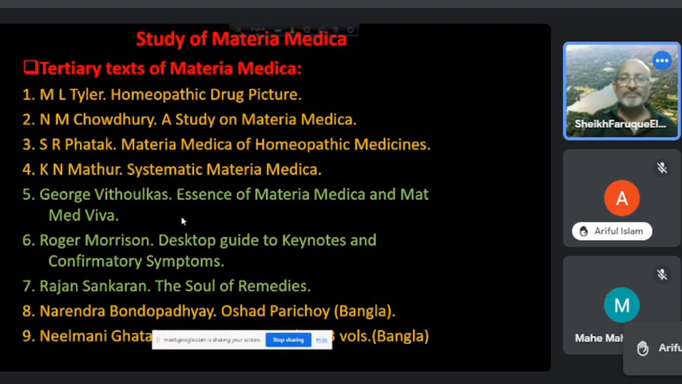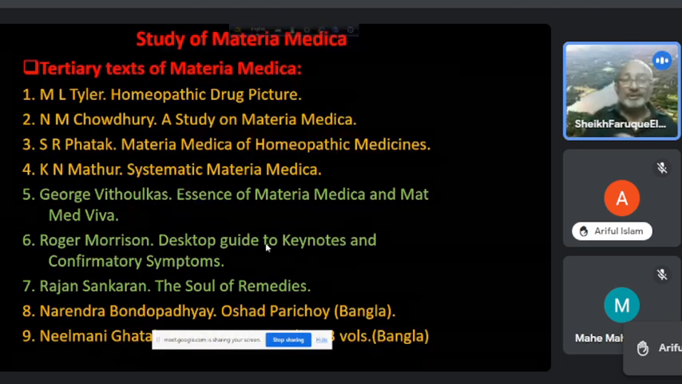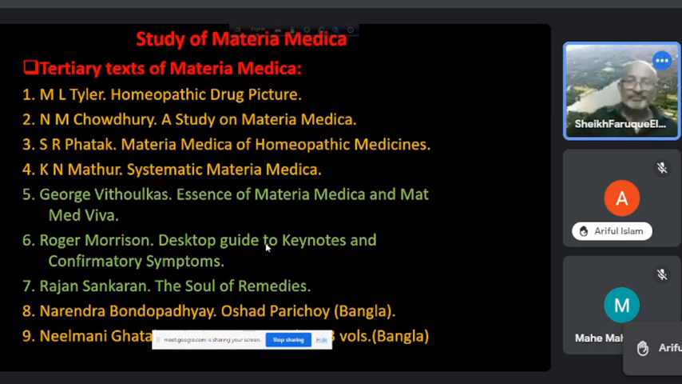He wrote, it is like keynotes, a desktop guide to keynotes and confirmatory symptoms. It is a little bigger than the other keynotes, but it's a very good book because here he classified the symptoms in grades, like in bold type, then small type, this and that, like 4 grades. So you can know from the look of the study which symptoms are very important. And he gave also some clinicals and a small description in the beginning. So this is a good book you will study.